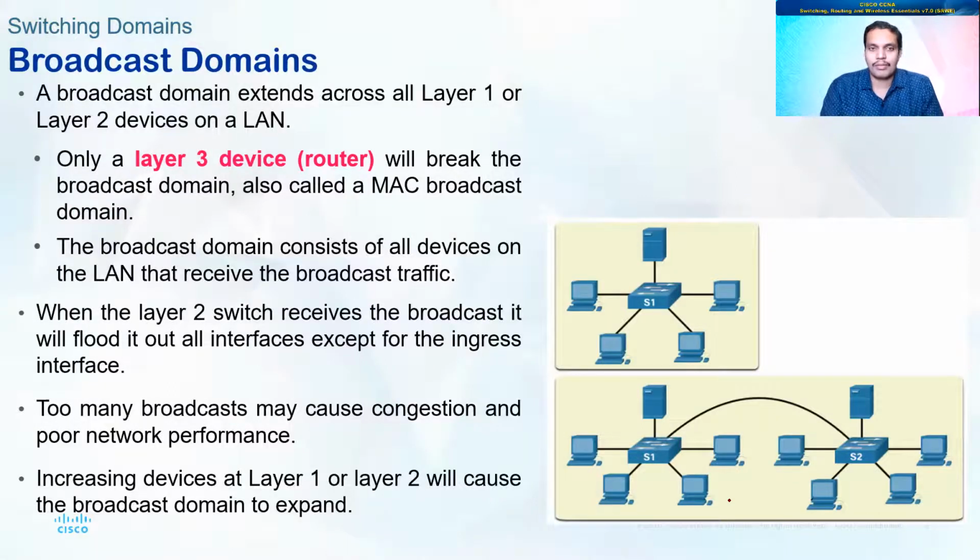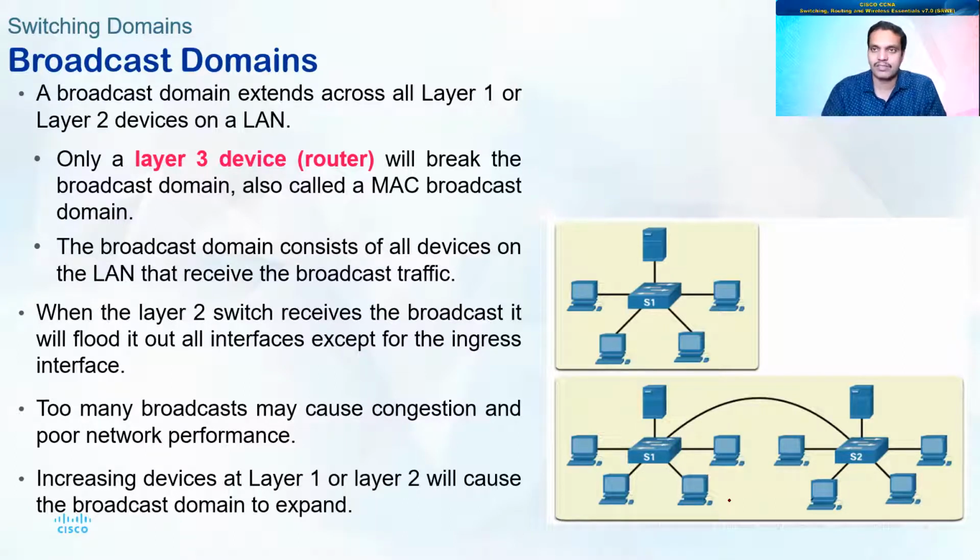Broadcast domains, if you want to understand in a simpler way, means all layer 1 or layer 2 devices which are interconnected with one another create one broadcast domain. Simple stuff. So a broadcast domain consists of all devices on the LAN that receive the broadcast traffic. So layer 1 and layer 2 devices will not divide a LAN. They all form one broadcast domain.